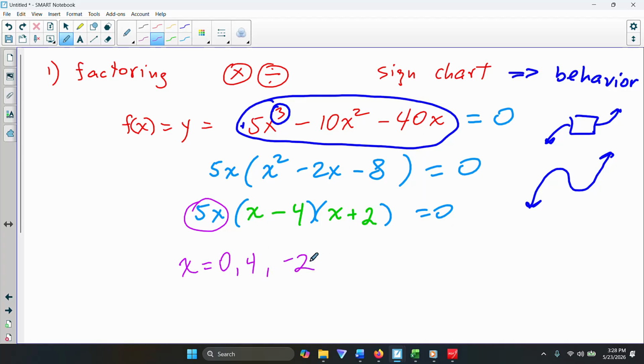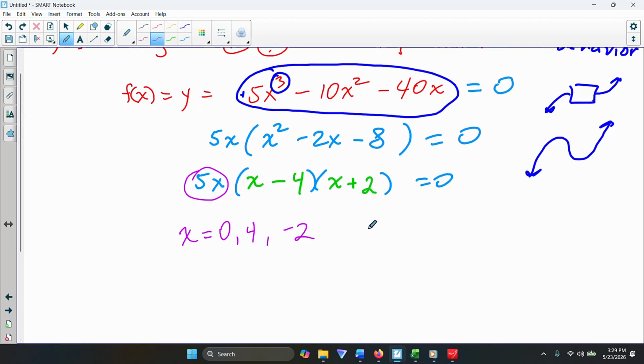I don't want to call it pre-calculus. This is algebra, no more than algebra 2. Even in algebra 1, you encounter this skill, but we'll call it an algebra 2 skill. Okay. Now, in order to create a sign chart, what I'm really doing is graphing the zeros.